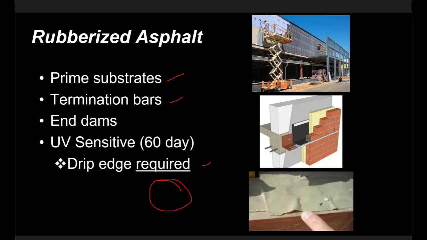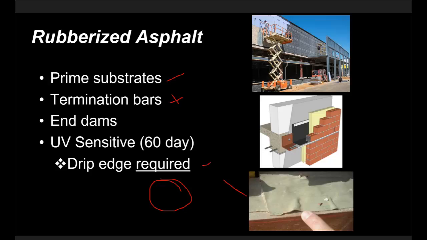It's not a bad flashing by any means, but there are limitations that make you have to use some additional accessories like primer. That adds 25, 35 cents a lineal foot to the system. Termination bar, we always recommend those no matter what.